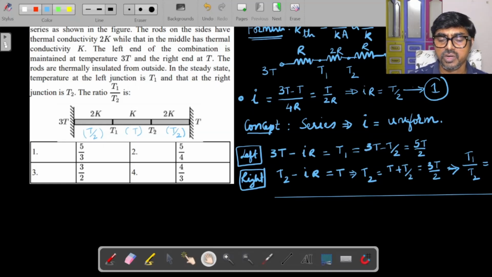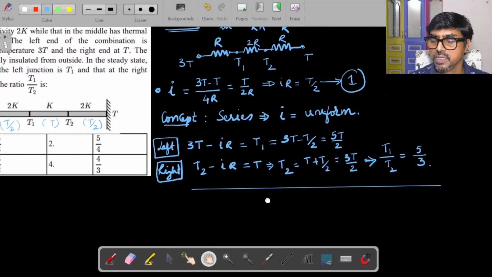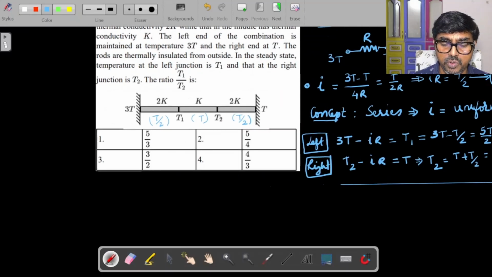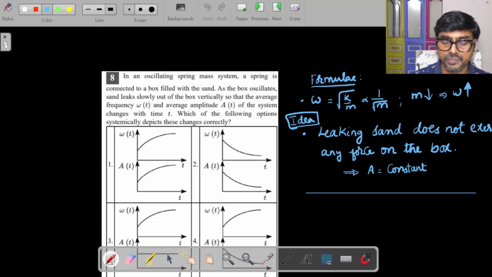Now go to the right rod similarly. T2 is bigger, higher temperature, because current flows from T2 to T. T2 minus IR is going to be T, IR is again T by 2, substitute there, you will get 3T by 2. So the ratio is going to be 5T by 3T, which is 5 by 3. So I think it is simple only. I hope all of you are comfortable with that. It's a very simple relation. Right, let's go on to the next page.